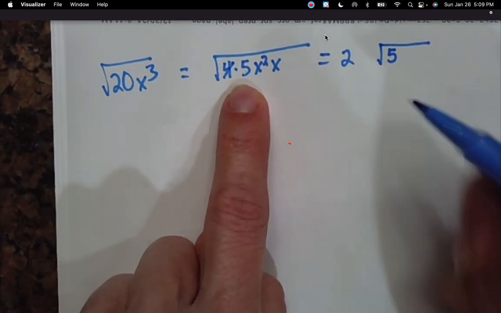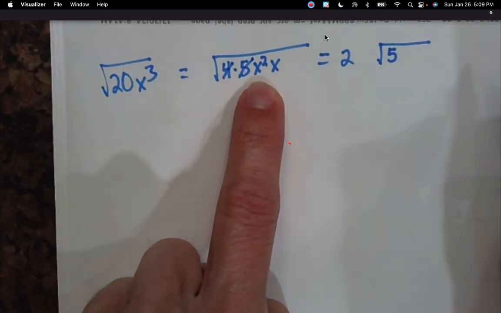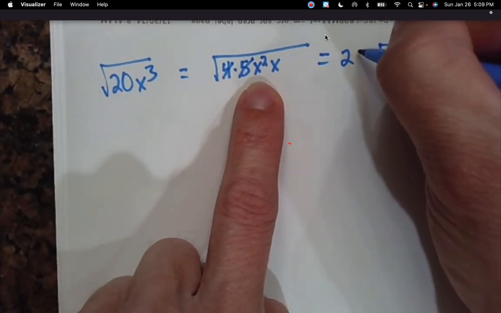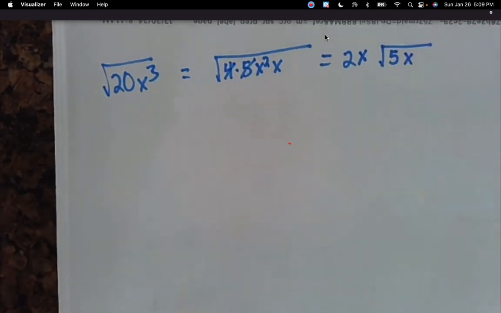Can't do anything with that. Okay, got that one. X squared, I can do that. What's 2 divided by 2? That's just x. Okay, it's just 1x. I factored out there, or basically. And then I have an x left over. So that's my answer. 2x square root of 5x.